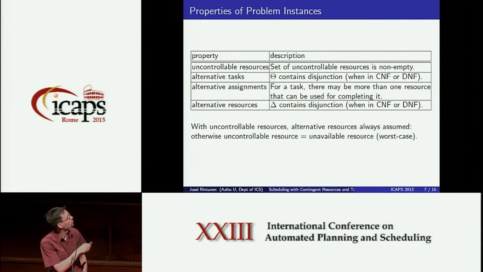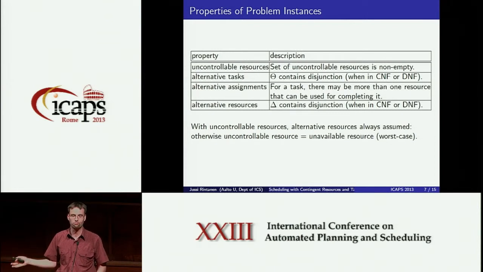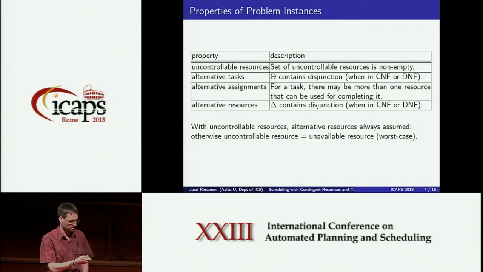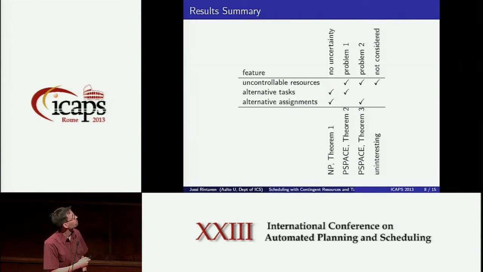When we have uncontrollable resources, we always assume that the alternative resources property holds. Otherwise, those resources, in the worst case, would not be available and therefore completely irrelevant. So this is just to make the problem meaningful in these cases.